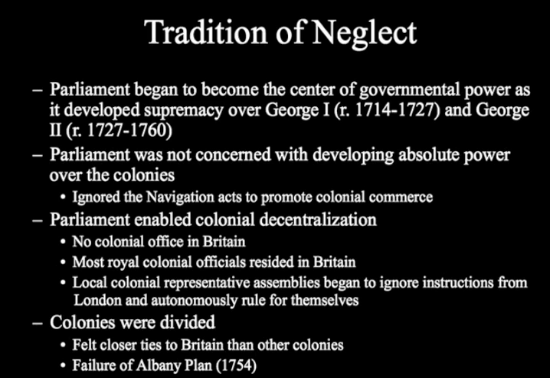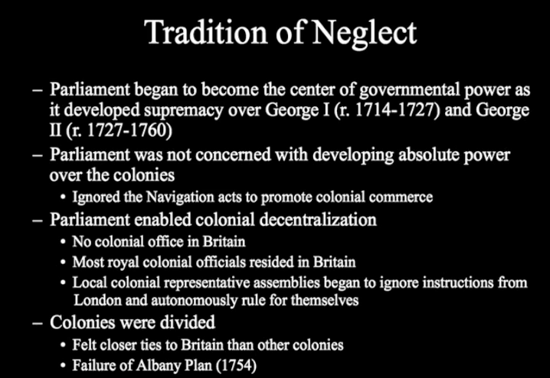Parliament at the time enabled colonial decentralization. Nobody really cared about the colonies. There was no colonial office in London. The closest thing was the Board of Trade and Plantations, which was created in 1696. Nobody concentrated on the colonies alone. People concentrated at London on the empire as a whole. The colonies were viewed as just another bit of the empire, nothing too special.